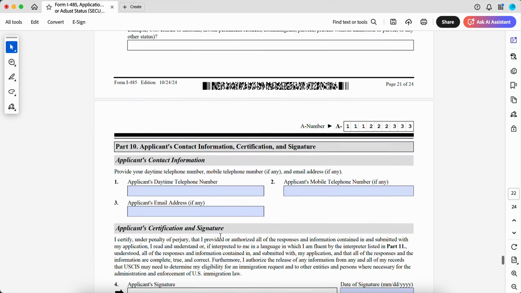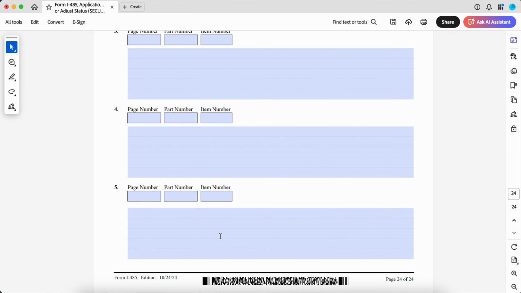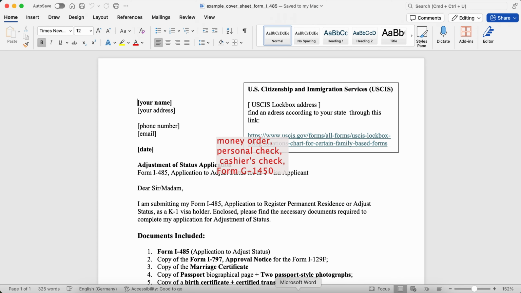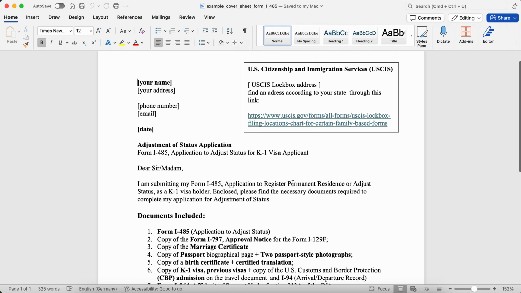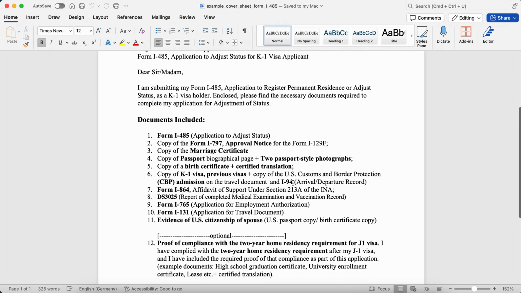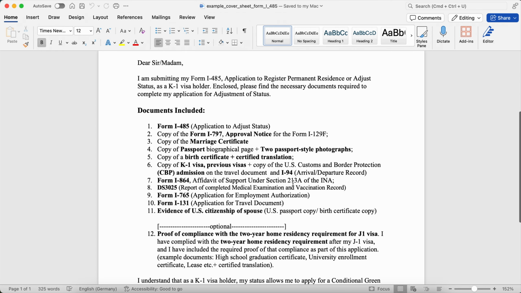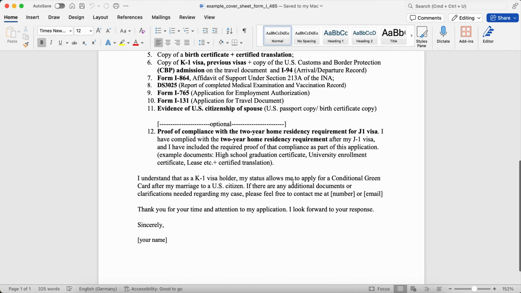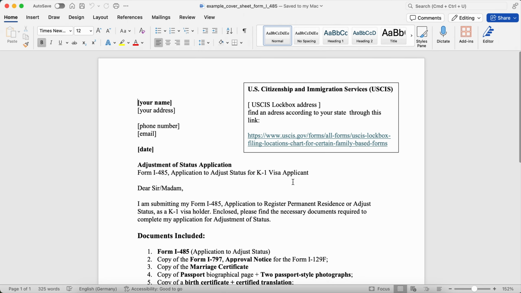Part 14 is additional information from the previous parts. That's about it for the Form I-485. Additionally, you will have to send the paycheck, and you will have to fill out. I made the cover letter that I used because you will have to send quite a few documents with your I-485. But I will talk about this later. But this is the cover letter that I used. Now I'll link it in the description. You can use it and change it how you like.